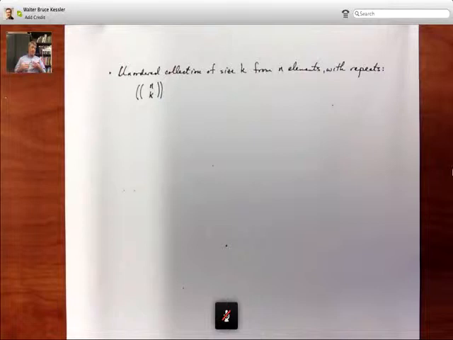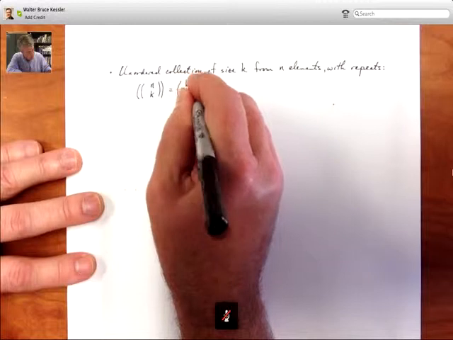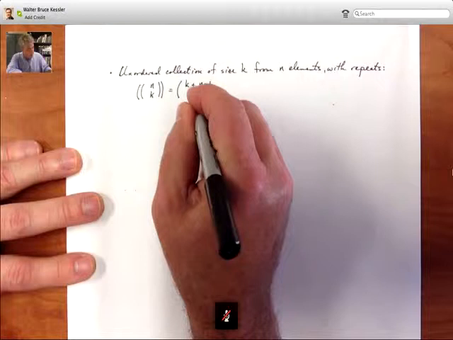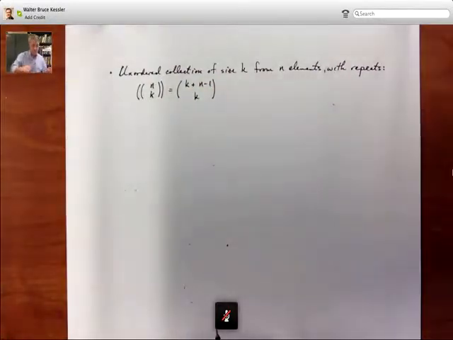And this comes down to our stars and bars representation, right? If it's of size k, then you've got k stars, and the only way you distinguish between things being one element or another element is you put a bar in between them. So with n elements, you would end up with n minus 1 bars. So this is k stars plus n minus 1 bars, and then you just have to pick the location of the k stars. Okay.